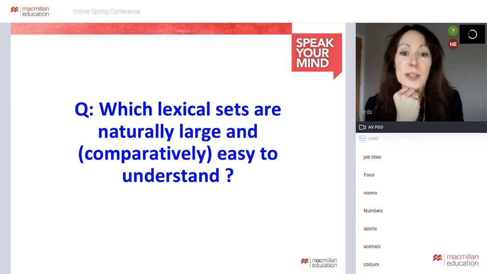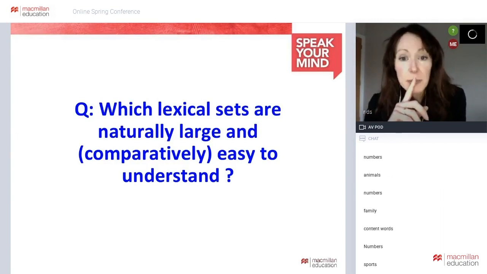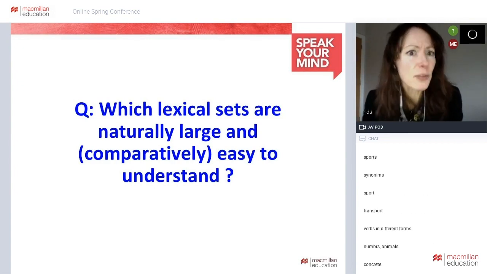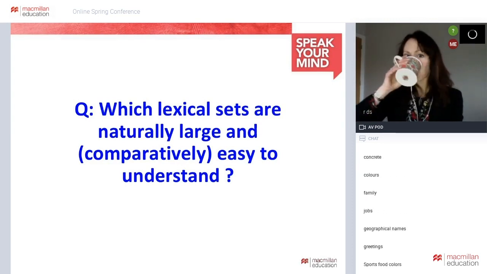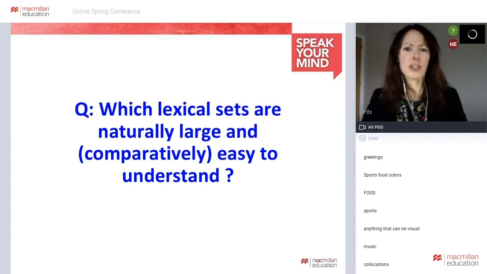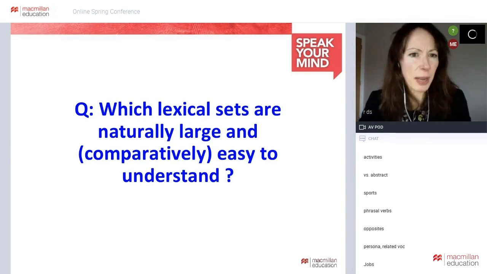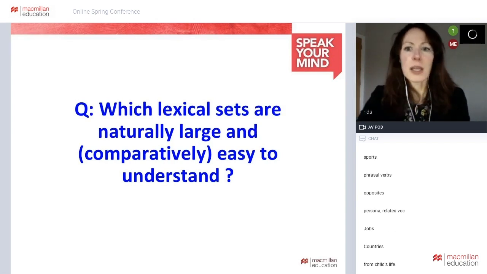So content words, job titles, food, rooms, numbers, sports, animals, yeah, loads. Fantastic, hobbies, some word building, office materials, numbers. Wow, loads of great answers. Thank you for this. This is brilliant. Animals, concrete, family. Anything visual, absolutely. Abstract, sports. Yeah, there's lots. Yeah, when we think about it, there are an awful lot that we can push beyond that 10 limit.